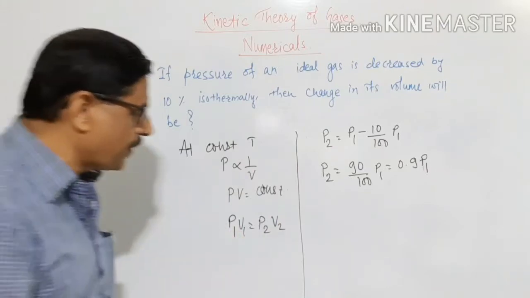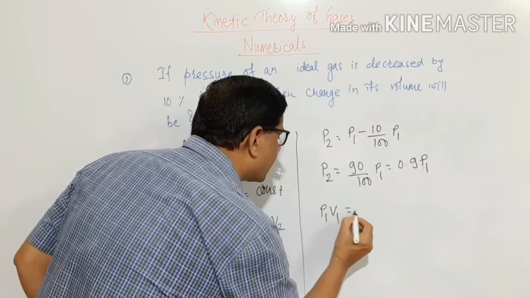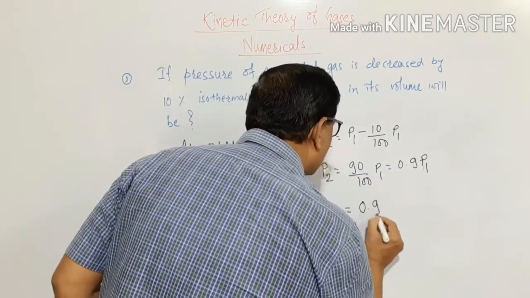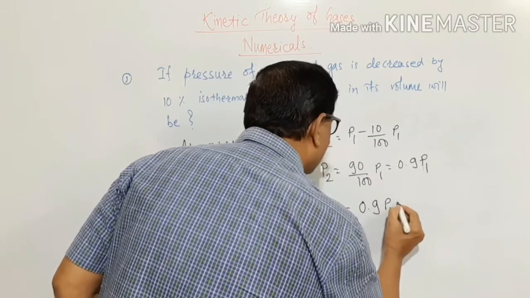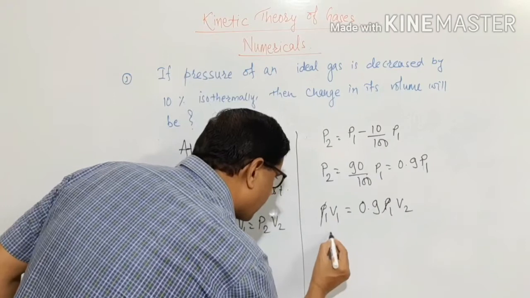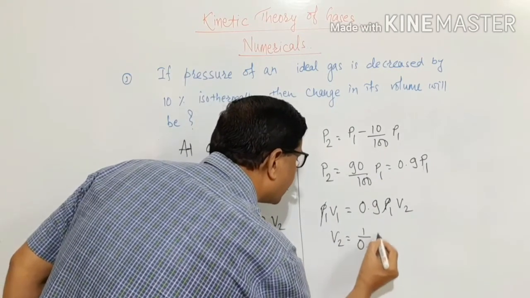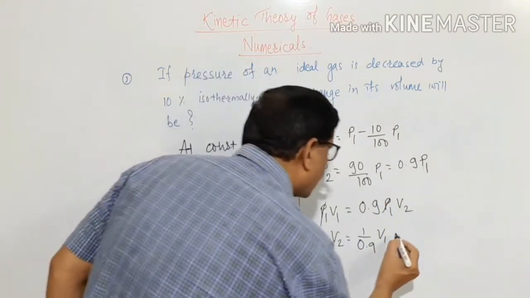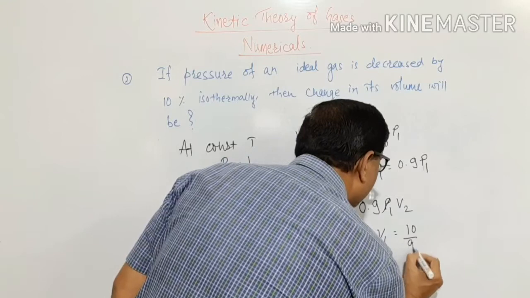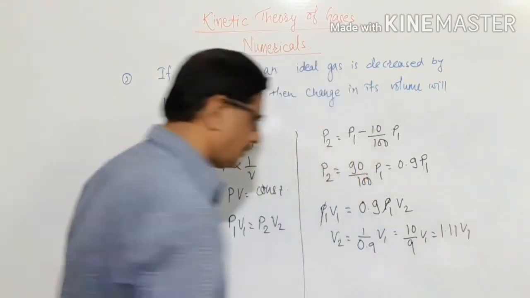Using this Boyle's law, P1 V1 is equal to P2 V2. I will write here P1 V1 is equal to, P2 is equal to 0.9 P1 into V2, and this P1 gets cancelled, and what remains here is V2 is equal to 1 divided by 0.9 into V1. It should be equal to 10 divided by 9 V1. It should be equal to 1.11 V1.